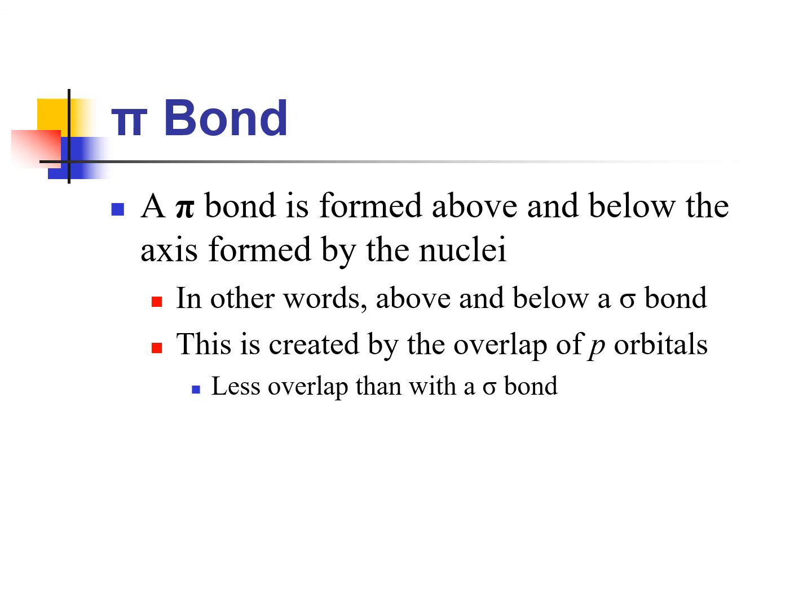Now, it's going to be less overlap than with sigma. Again, the sigma bond was done with those hybrid orbitals, and hybrid orbitals are specifically made to facilitate overlap. P orbitals aren't. It is generally going to be a lot weaker than a sigma bond, but it's better than nothing.